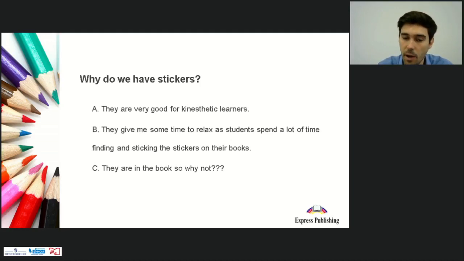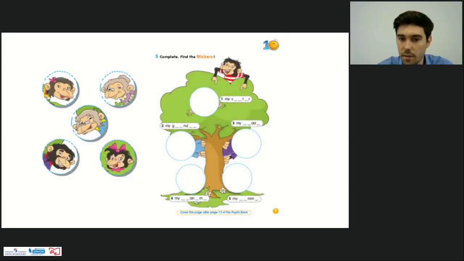Students who like to learn by doing can use the stickers to help them revise perhaps key vocabulary in a relaxing, engaging way. Here we have a family tree. Students will have been studying vocabulary for families, and they use the stickers to revise the key vocabulary like grandmother, mum, dad, and everything like that at the same time. So it's a connection between kinesthetic learning and revision of key vocabulary that has been studied throughout the lesson.